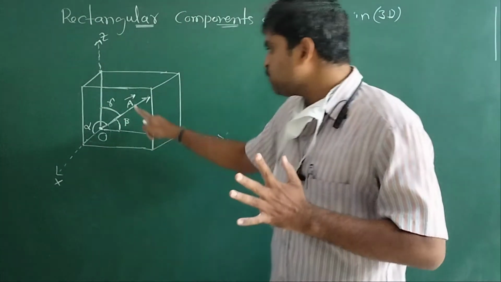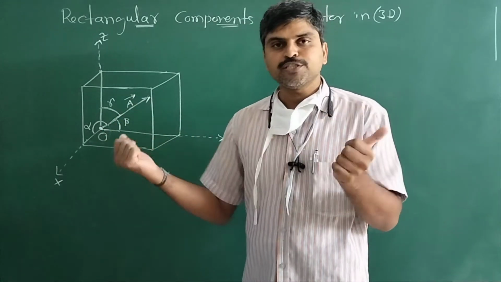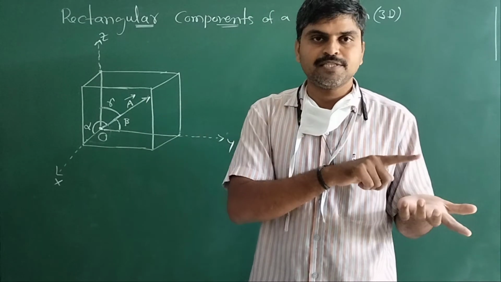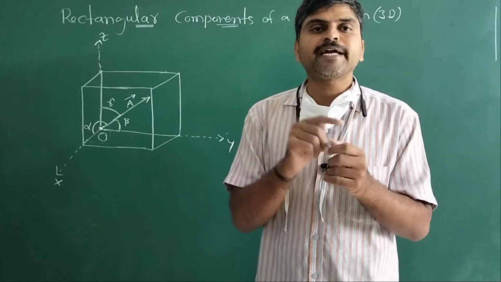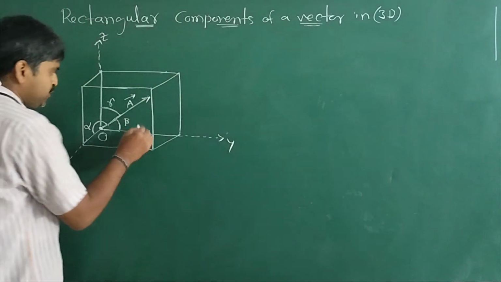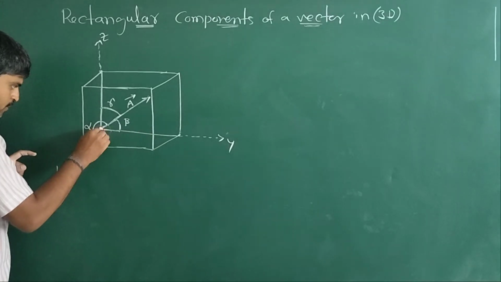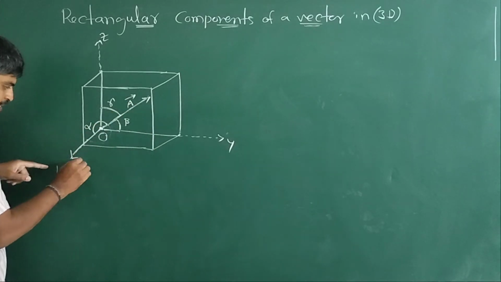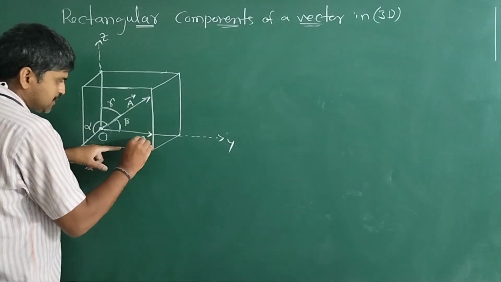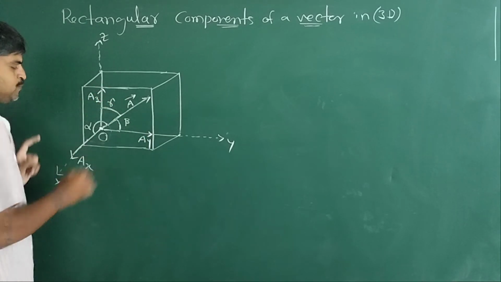The effect of this vector in three dimensions, the effect of this vector in three directions, is ax, ay, az. They are called rectangular components of A. Here, the effect of this vector in the x direction is ax. The effect of the vector in the y direction is ay. The effect of this vector in the z direction is az.